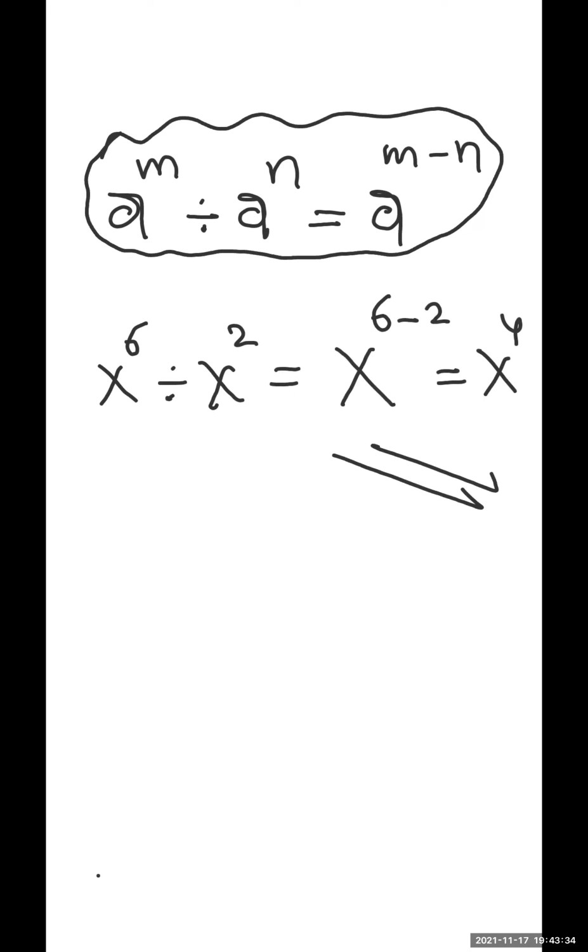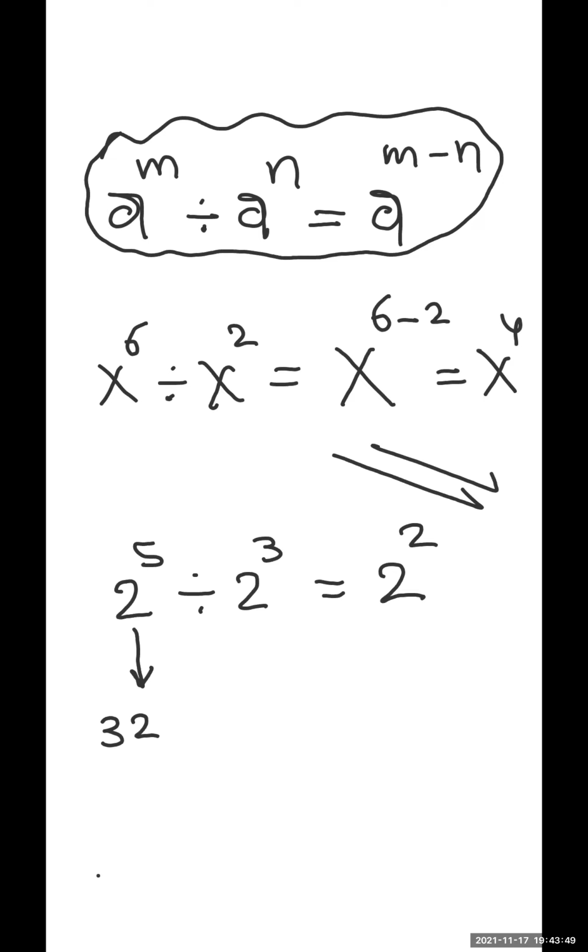Okay? For example, 2 to the power 5 divided by 2 to the power 3 will equal 2 to the power 2. And actually, this is real. 2 to the power 5 means 32. We just said that it's 32 divided by 2 to the power 3. Actually, this one is 8. So 32 divided by 8 is 4. And actually, 2 squared means 4. That's correct, 100%. Right? So in division, guys, we will subtract the powers.